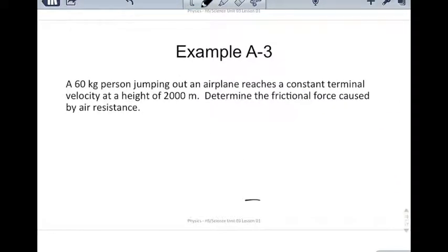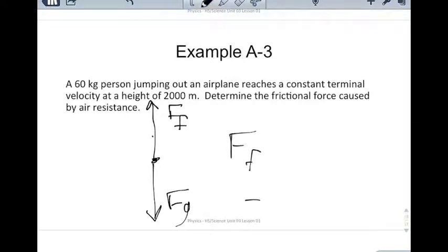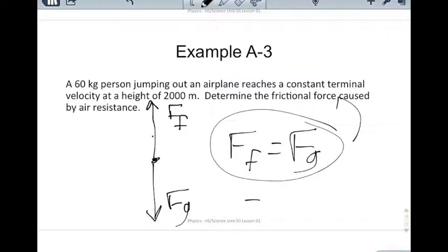You should be able to do this one fairly easy. So you have your dot, which is your object. Fg is downwards. FF is upwards. And FF equals Fg. And you should be able to get this answer relatively easily based on the question.